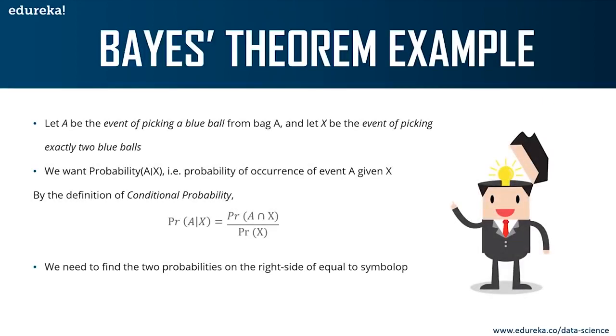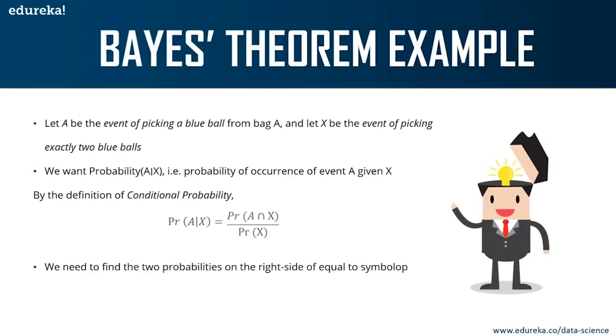So first of all, let's consider A. Let A be the event of picking a blue ball from bag A. And let X be the event of picking exactly 2 blue balls, right? Because these are the 2 events that we need to calculate the probability of. There are 2 probabilities that you need to consider here. One is the event of picking a blue ball from bag A, and the other is the event of picking exactly 2 blue balls. These two are represented by A and X respectively.